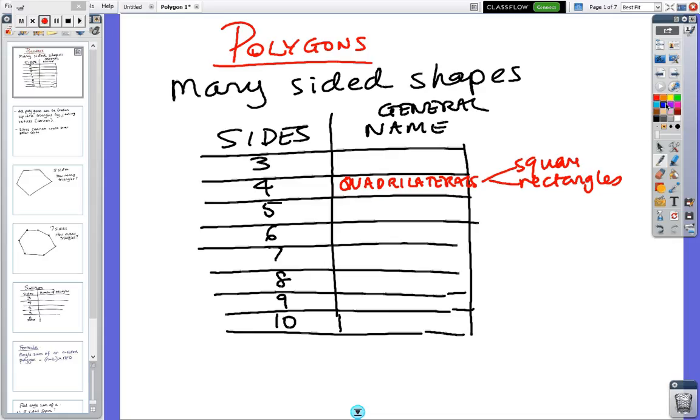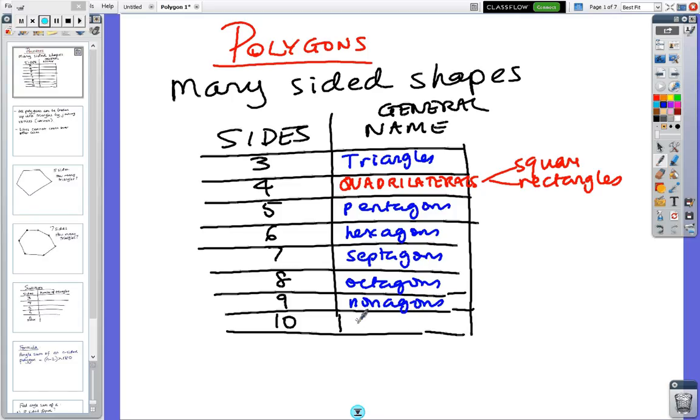Okay, so hopefully you got the first one, which is just triangles. And then five-sided figures are pentagons. Six are hexagons. Seven are septagons. Eight are octagons. Nine are nonagons, and ten are decagons. Now there are other polygons that have names, but we'll just focus on those ones. So let's come across to the next page.